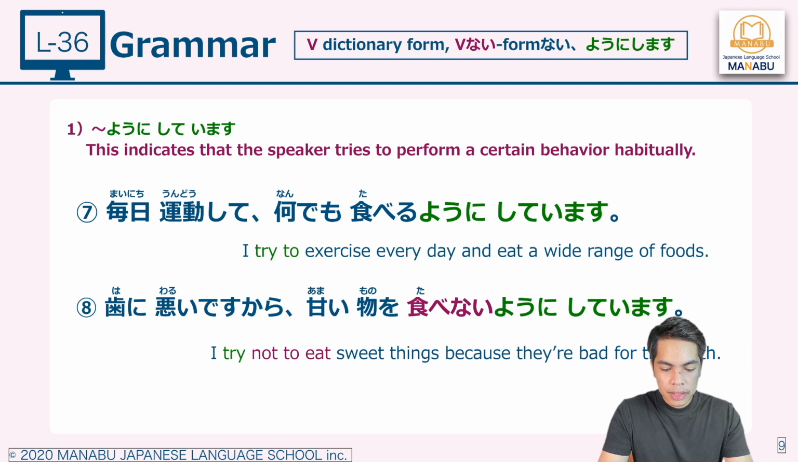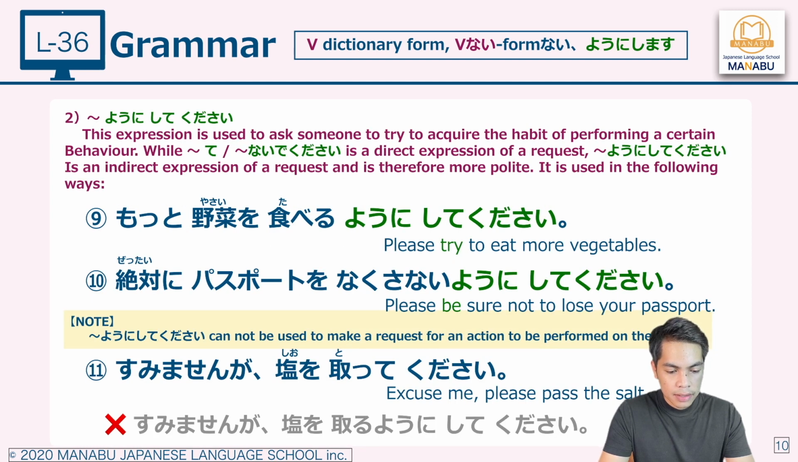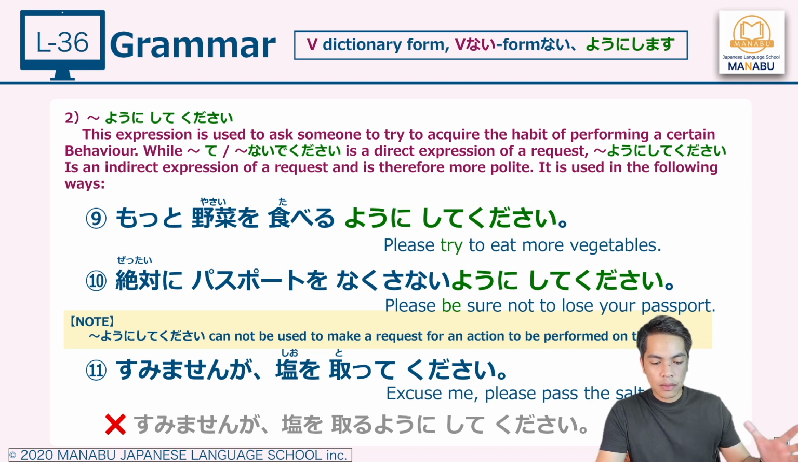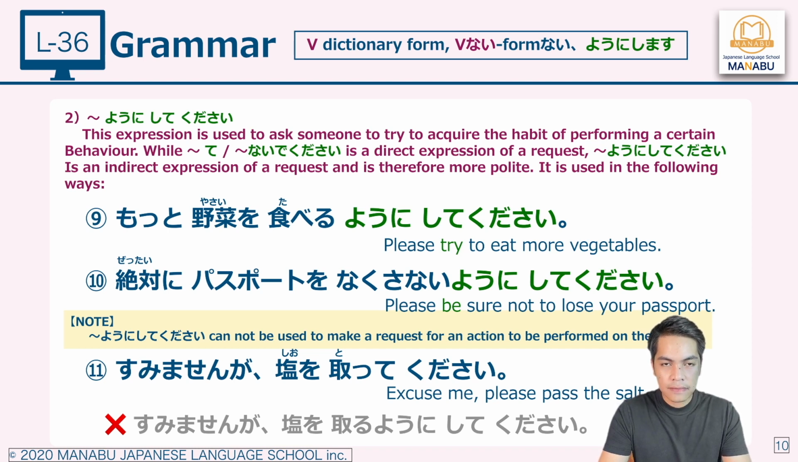So now let's use the verb dictionary form yo ni shimasu with the te kudasai form. This expression is used to ask someone to try to acquire the habit of performing a certain behavior. So you are asking someone to make sure to do something as a habit, while the te or nai de kudasai is a direct expression of a request. Yo ni shite kudasai is an indirect expression of a request and is therefore more polite. It is used in the following ways.